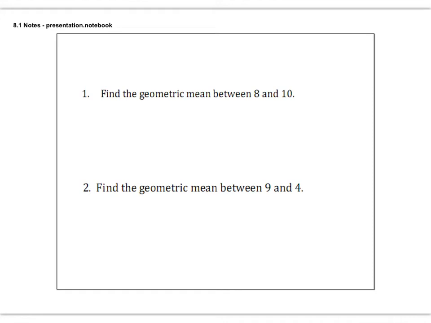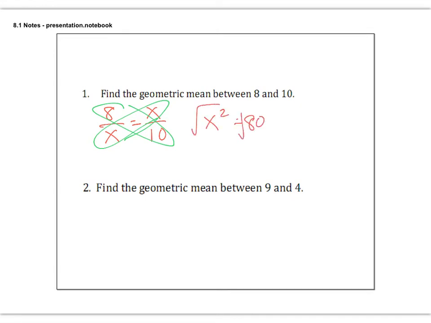If you want to find the geometric mean between 8 and 10, you just set it up like this. 8 over x equals x over 10, and you try to find that number that would balance out the equation. So you use cross multiplication. X times x is x squared. 8 times 10 is 80. Take the square root, and x equals, I think it's 8.94, according to my calculator. There's no label here, so then we can just stop there.